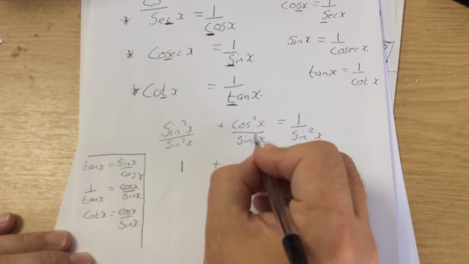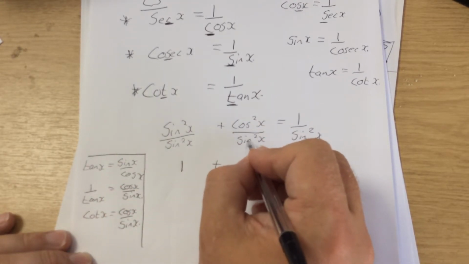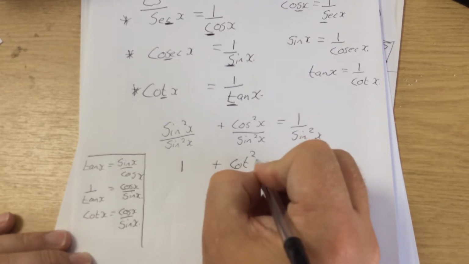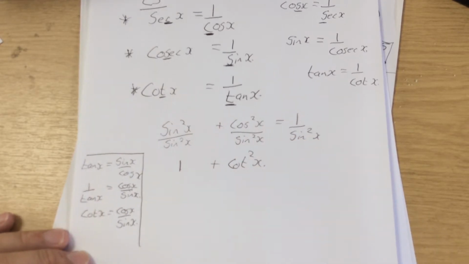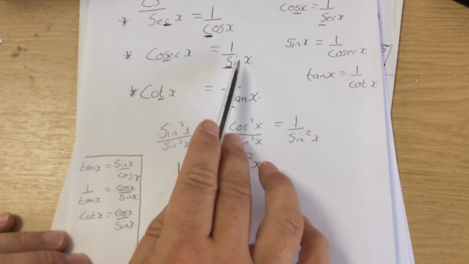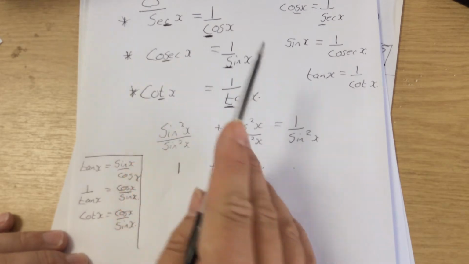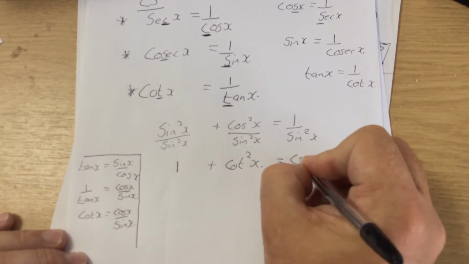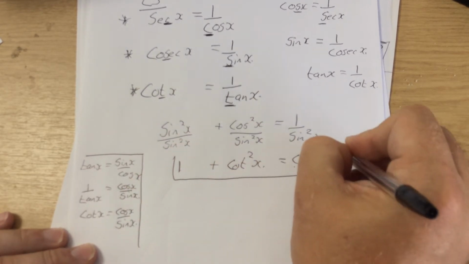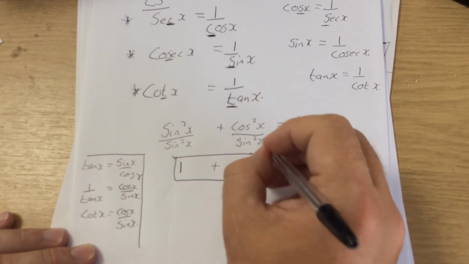So because these are squared, cos over sine is cot, so cos squared x over sin squared x is cot squared x. And then 1 over sine squared x, 1 over sine x is the same as cosec x. So that is equal to cosec squared x. So that's one of the identities we're going to be using as well.